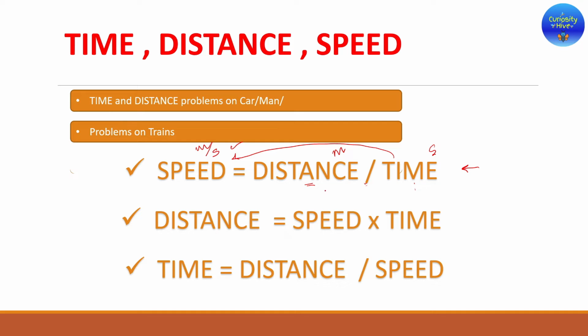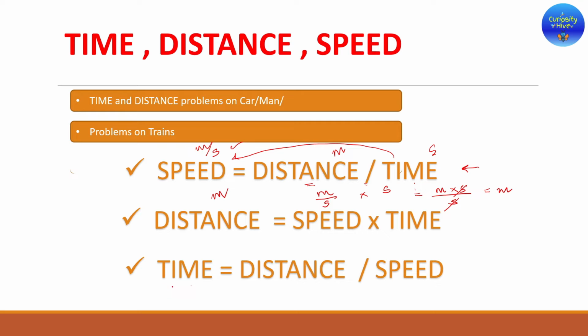Again, let's verify with the unit. Speed is meters per second times time, which is seconds. Now this is nothing but meters times seconds by seconds. We can get rid of seconds and we are left with meters, which is the unit for distance.